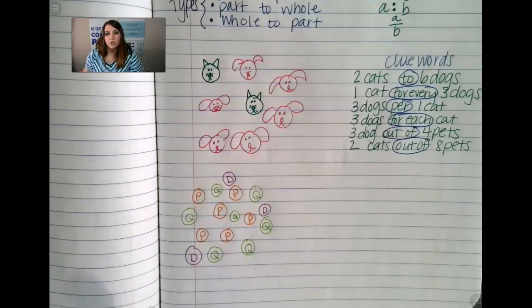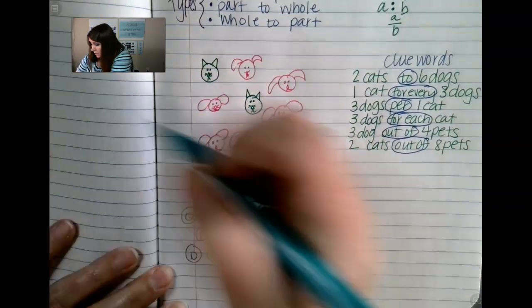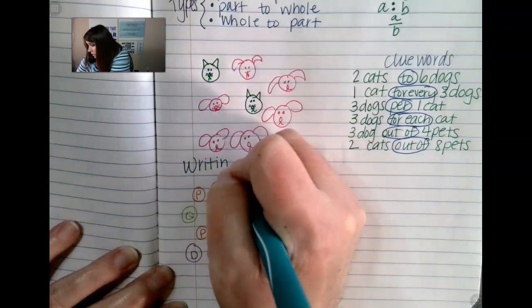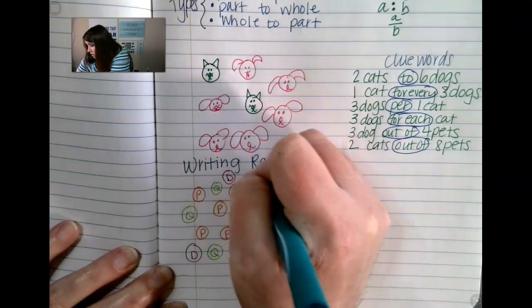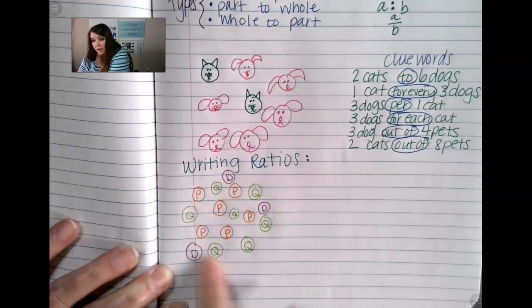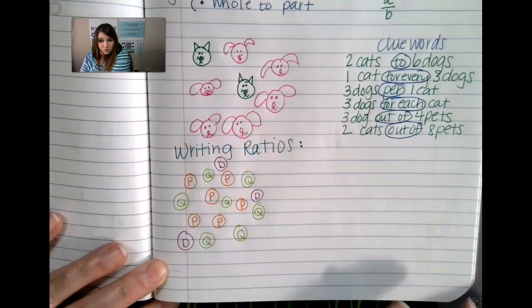And I'm going to now write ratios. So this next section is called writing ratios. So this is how we write ratios. And we're going to use this pile of money right here. Wouldn't it be cool if our money was actually all those fun colors?